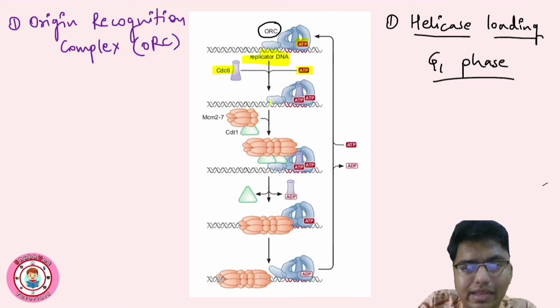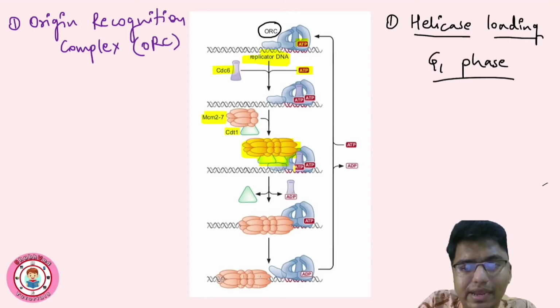Then the next proteins will come: MCM2-7, which is a helicase, and CDT1. So this is one subunit of an MCM. Two components of MCM2-7 come in and they get joined here, like this. Two components are joined as well as two CDT1 are there. So these are loaded.